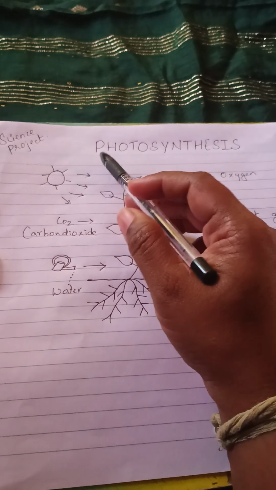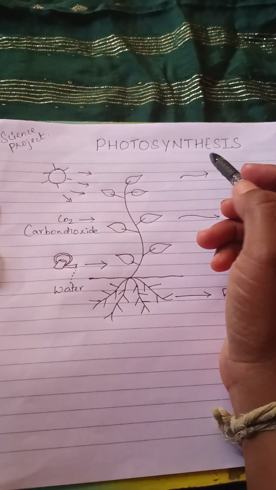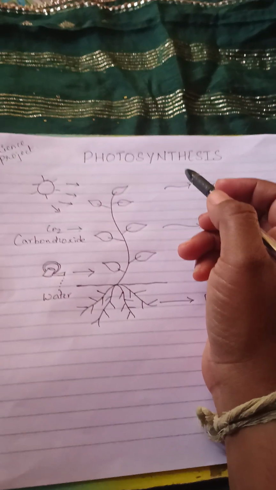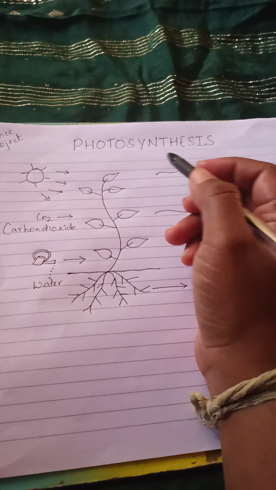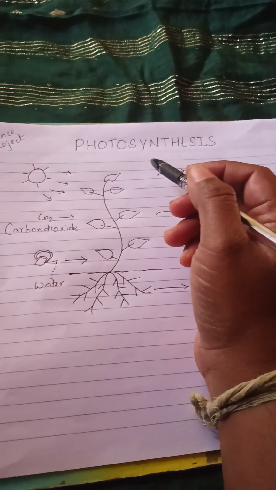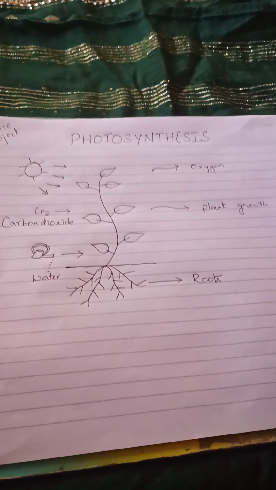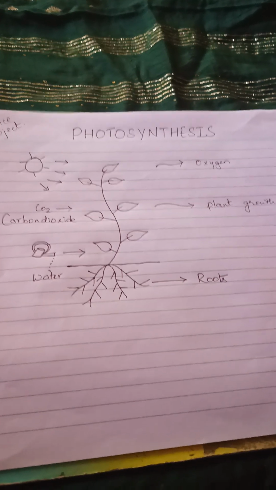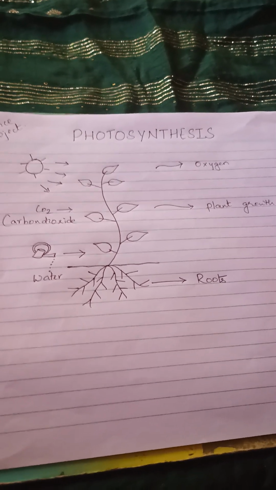Today's topic is photosynthesis. This is very useful for all kinds of children from class 1 to class 9. So understanding the topic photosynthesis is very useful for school children. So what is photosynthesis? Actually, what do you mean by photosynthesis?